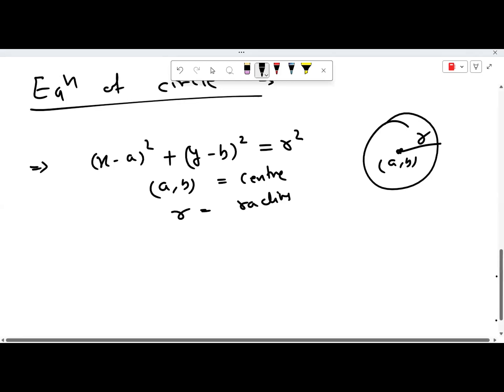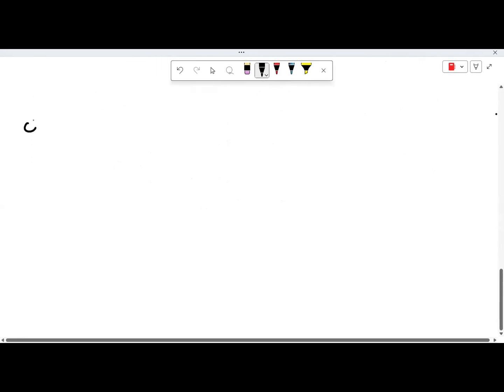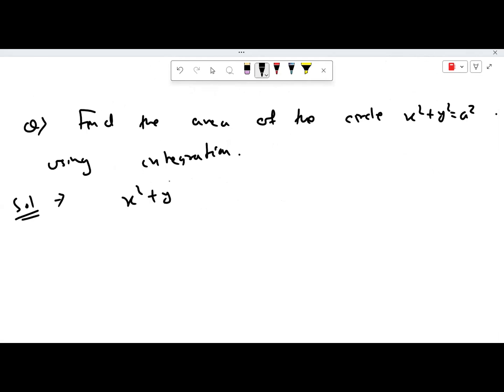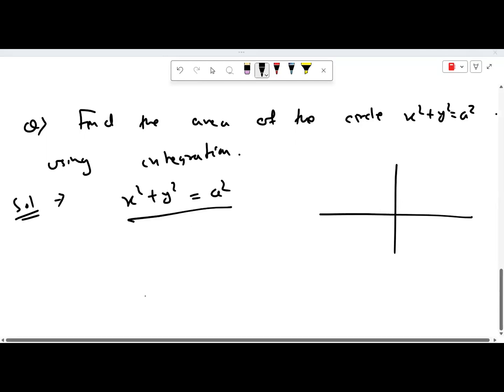Write down one question. Find the area of the circle x square plus y square equals a square using integration. The first step in this chapter is always to draw a rough diagram. Can anyone tell me what will be the center and radius here?